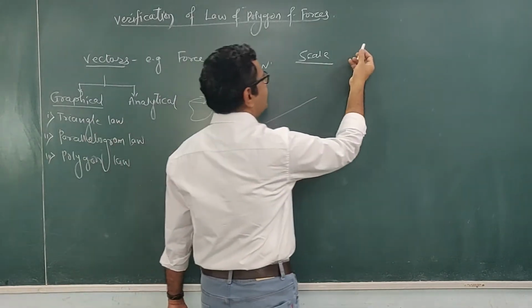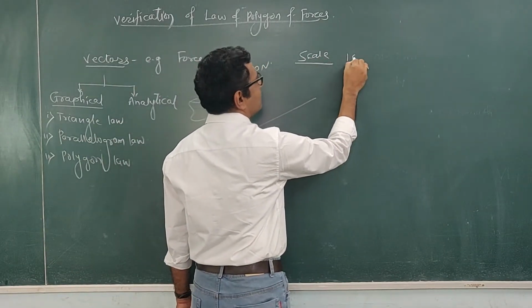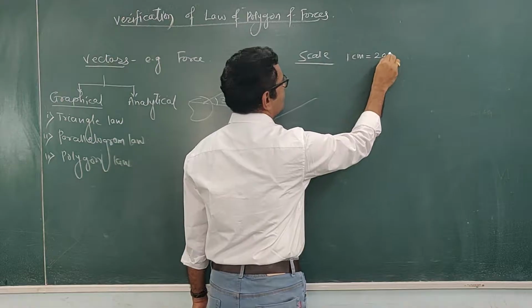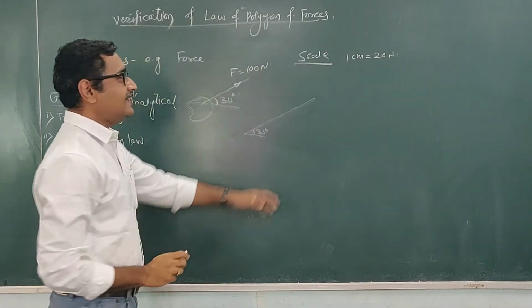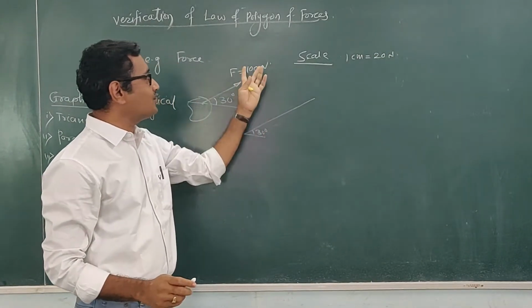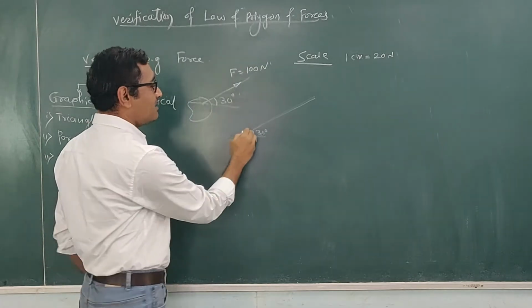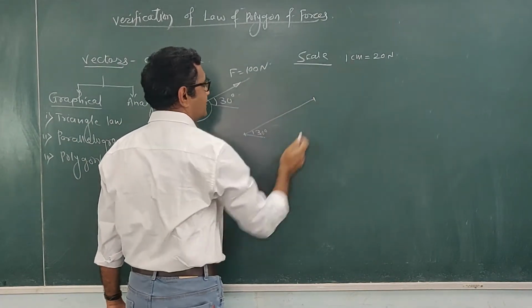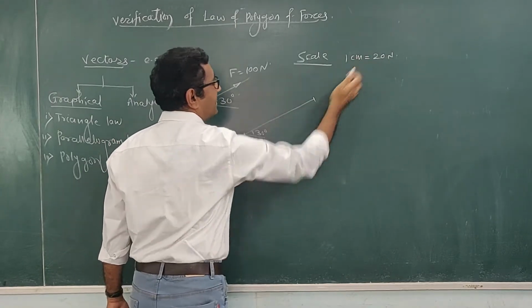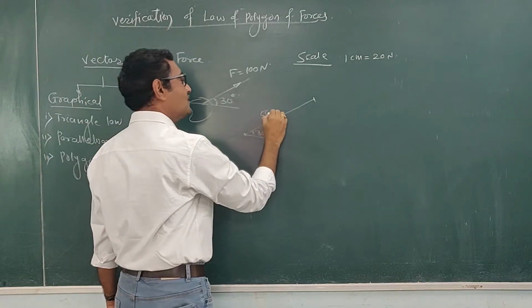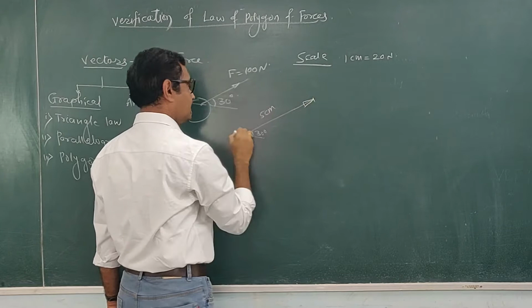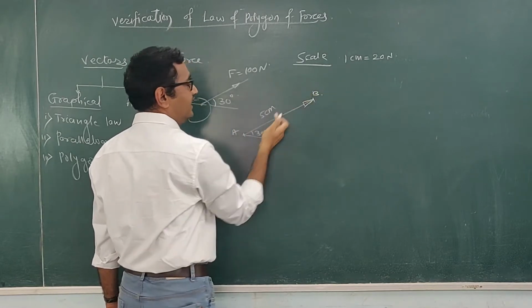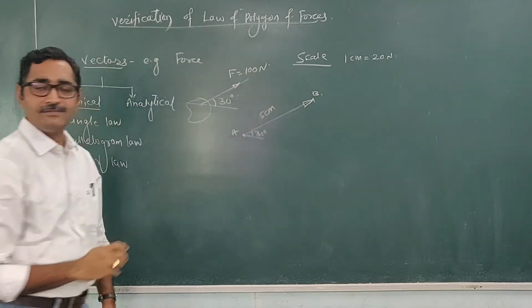So here I am selecting the scale. Suppose 1 centimeter is equal to 20 Newton. If I select this scale to represent the magnitude, then to represent this 100 Newton force, I require a line segment of length 5 centimeter. 100 divided by 20, so 5 centimeter. So this 5 centimeter length AB represents a force of 100 Newton.